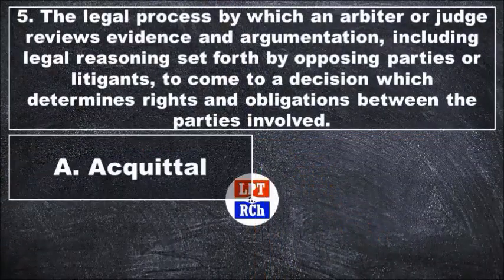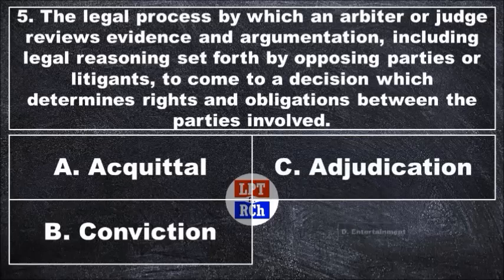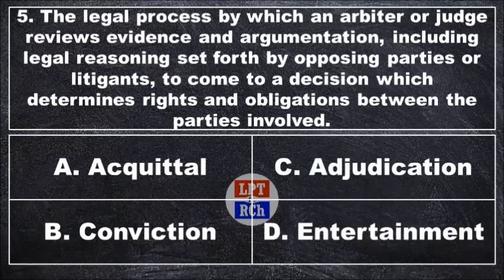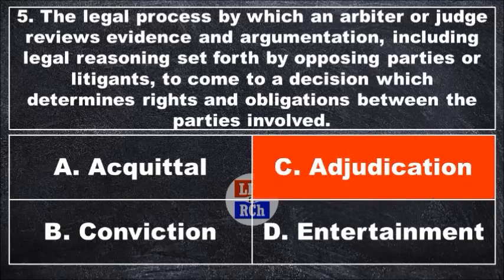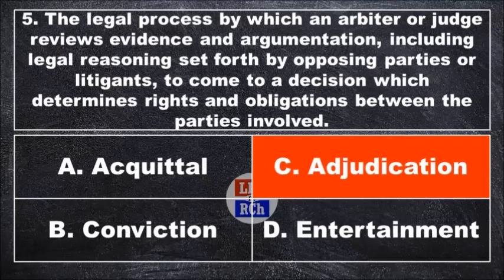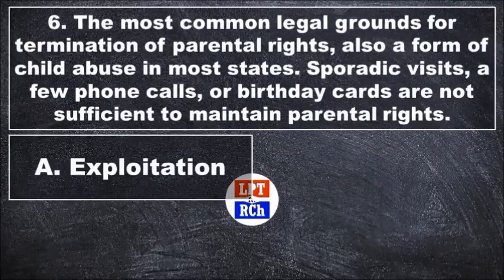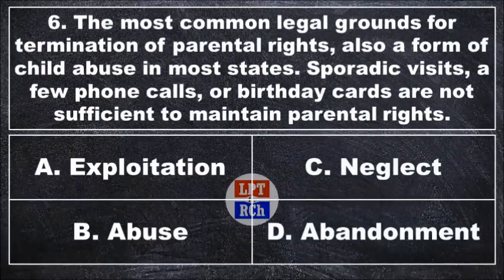5. The legal process by which an arbiter or judge reviews evidence and argumentation, including legal reasoning set forth by opposing parties or litigants, to come to a decision which determines rights and obligations between the parties involved. A. Acquittal. B. Conviction. C. Adjudication. Or D. Entertainment. The best answer is C. Adjudication.